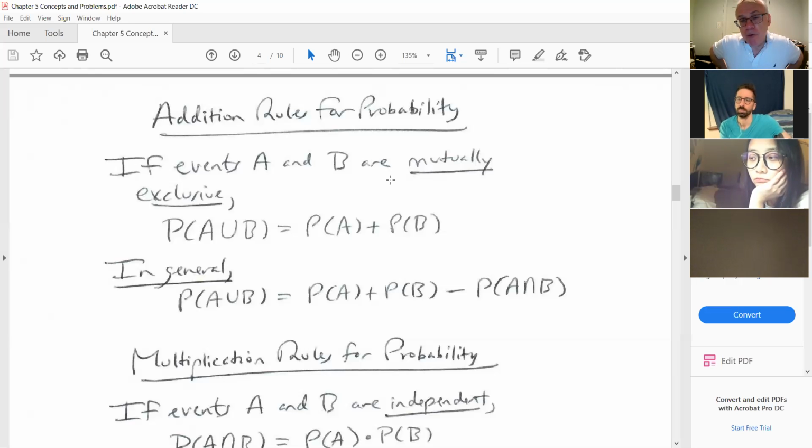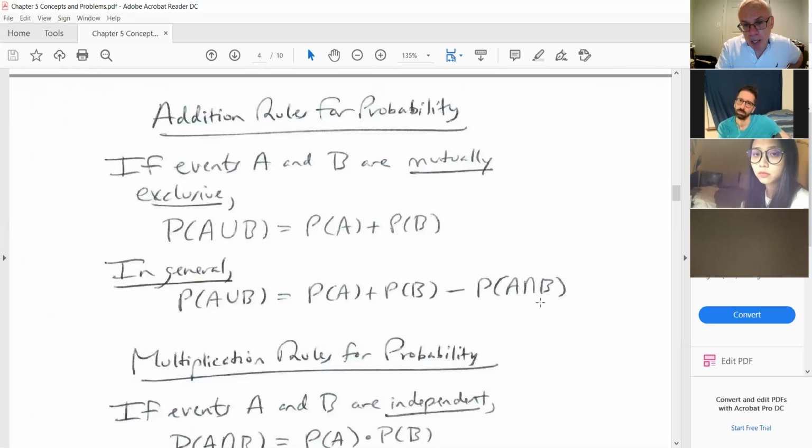However, if two events are not mutually exclusive, that means they could occur at the same time, then when you add the two events together, you have to subtract the time when they occur together, because the time that they occur together is included in the probability of A, and it's also included in the probability of B. So you're double counting that. And so to make sure that you don't double count it, you subtract one of them.